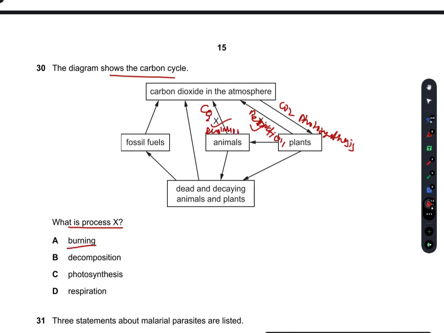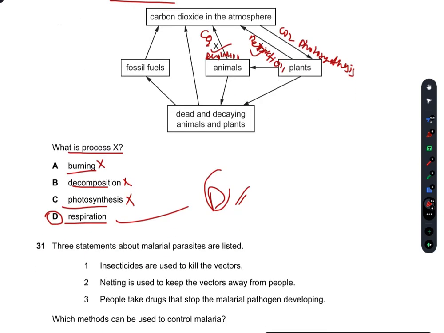So it is not burning. Burning is not taking place in animals and plants. Decomposition is also not responsible for the emission of carbon dioxide into the atmosphere. Photosynthesis uses CO2, whereas respiration releases CO2 into the atmosphere, which means D is the right answer.